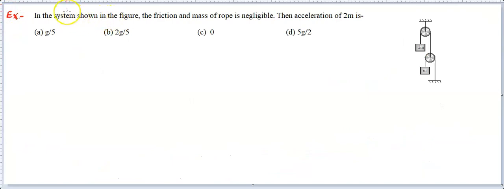Now there is a homework problem for you, which you need to solve at home. And what is this situation? This figure is shown to you, blocks and pulleys, everything is ideal. For the acceleration of 2m, we need to find the acceleration. There are 4 options, so we need to solve this. Just follow the strategy that we have learned, and you will be able to find the answer. There are 4 options, you need to mark the right option.